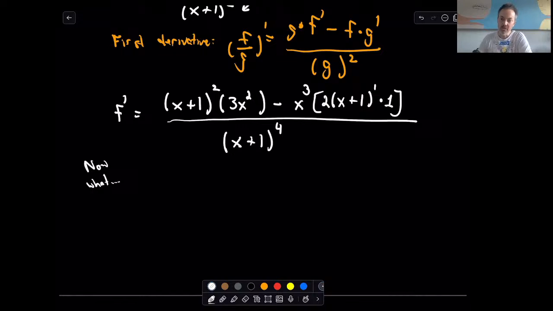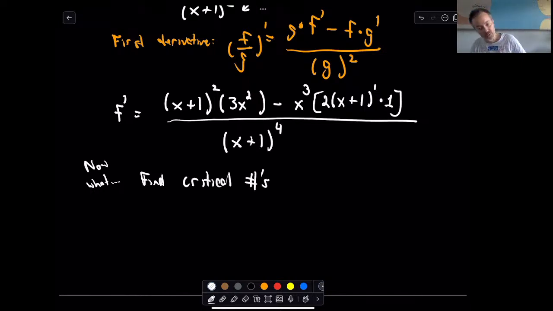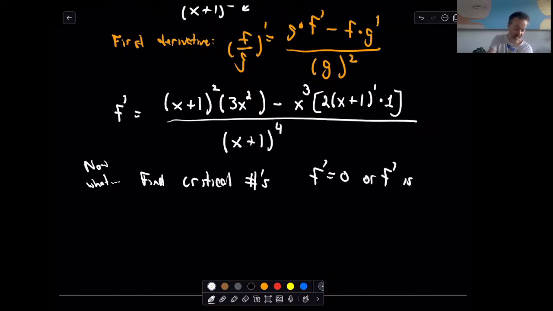Okay. So at this point, we want to find critical points, or critical numbers. Sometimes people call them critical points, but technically it should be a critical number. What we do is figure out where the derivative equals 0 or where the derivative is undefined. We want to do those two things.